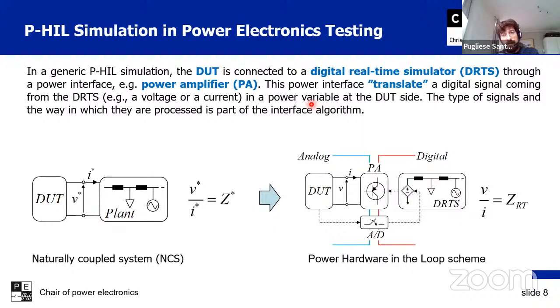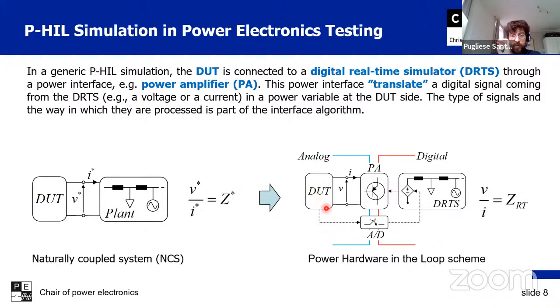The power interface translates a digital signal into a power variable. So the power amplifier will receive from the real-time simulation a signal, which could be voltage or current, and the power amplifier will apply this current or voltage at the point of common coupling. Typically we use a source power amplifier, so they fix a voltage at the output. They typically receive an input voltage as a controlling signal.